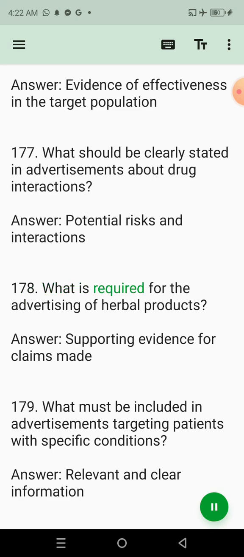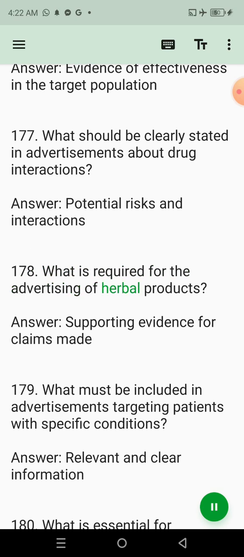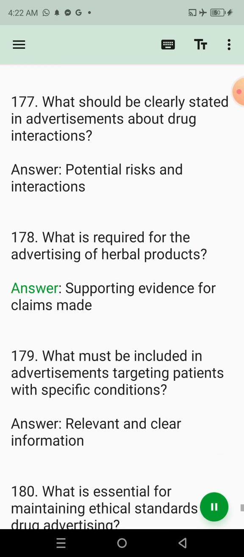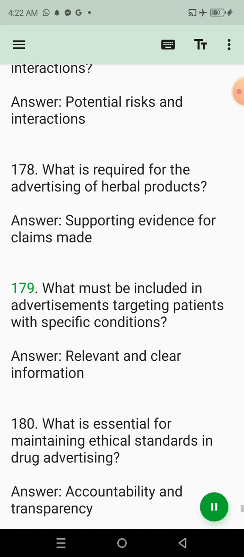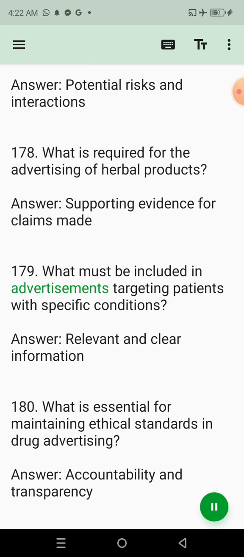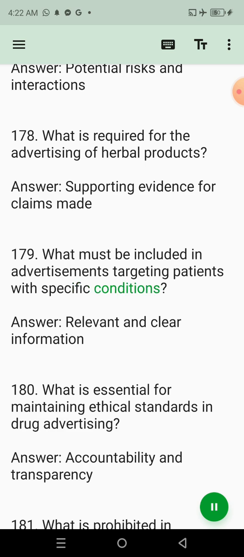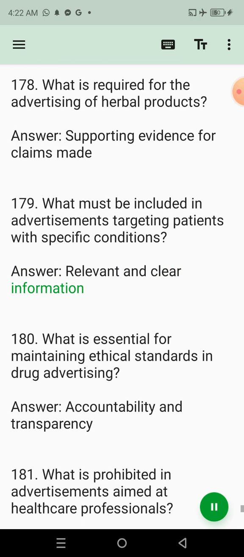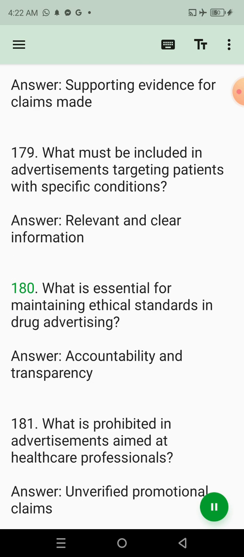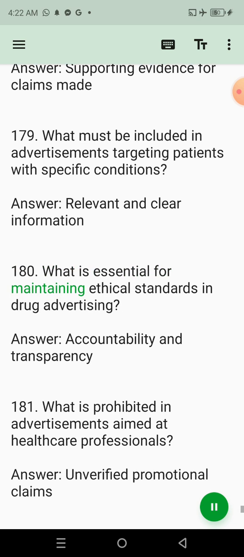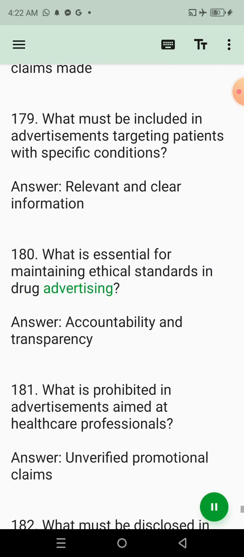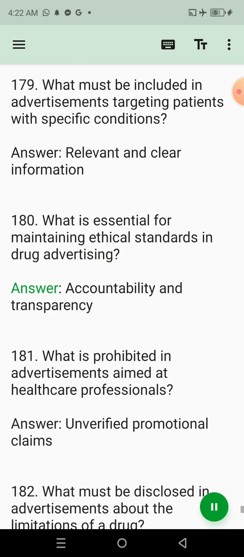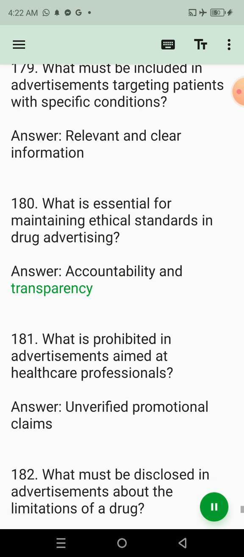178. What is required for the advertising of herbal products? Answer: supporting evidence for claims made. 179. What must be included in advertisements targeting patients with specific conditions? Answer: relevant and clear information. 180. What is essential for maintaining ethical standards in drug advertising? Answer: accountability and transparency.